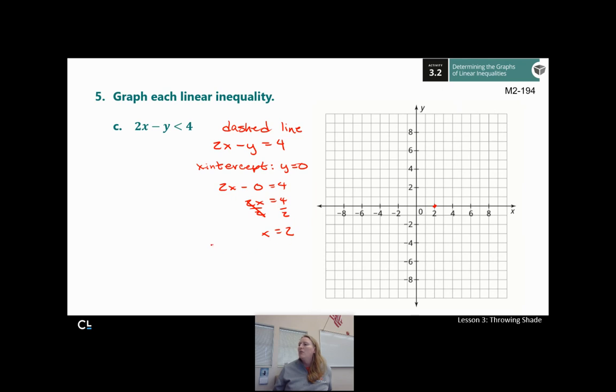Of course, if I want to find my y-intercept, we do it all again, only this time we say that x equals 0. So 2 times 0 minus y equals 4. That's gone. And if we divide both sides by -1, that'll cancel out my negatives for a positive y. And 4 divided by -1 is -4. So here's my y-intercept. And of course, we did say it was going to be a dashed line.